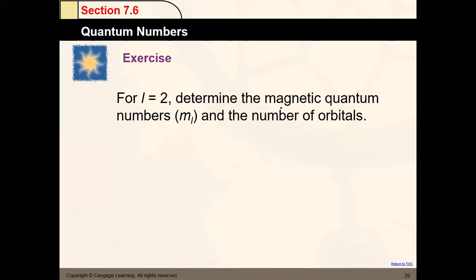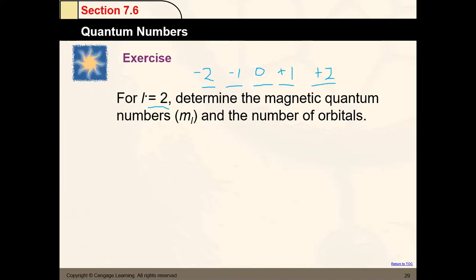Okay, let's continue. For L equal to 2, determine the magnetic quantum numbers, ML, of the orbitals. So you have L equal to 2. That means you can go from minus 2 all the way to plus 2. So minus 2, minus 1, 0, plus 1, and plus 2. And the number of orbitals, I can have 5 orbitals, right? So you can see here, this is one orbital, 1, 2, 3, 4, 5.